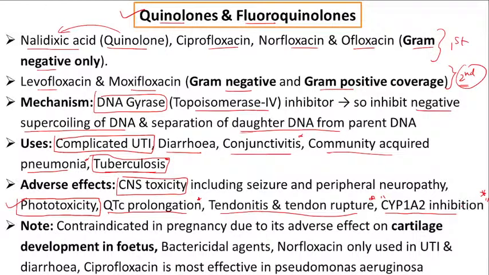CYP1A2 enzyme. Okay. See, fluoroquinolones are contraindicated in pregnancy. Why? Because they are inhibiting the synthesis of cartilage inside the fetus, and that is why they are contraindicated. Cartilage development inhibition is the biggest problem, and that is the reason why we avoid these drugs in pregnancy. They are bactericidal agents. And see, this is an important thing about norfloxacin. It is used only for UTI and diarrhea.